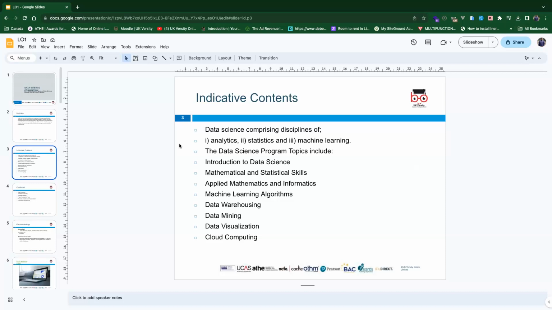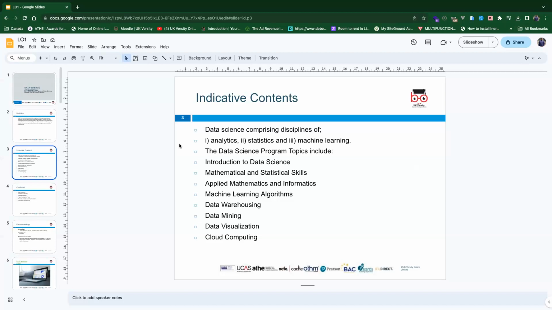We'll be looking at what data science comprises of. We'll also be looking at introducing data science. We'll be talking about mathematical and statistical skills, applied mathematics and informatics, machine learning algorithms, and topics like data warehousing, data mining, data visualization, and cloud computing.